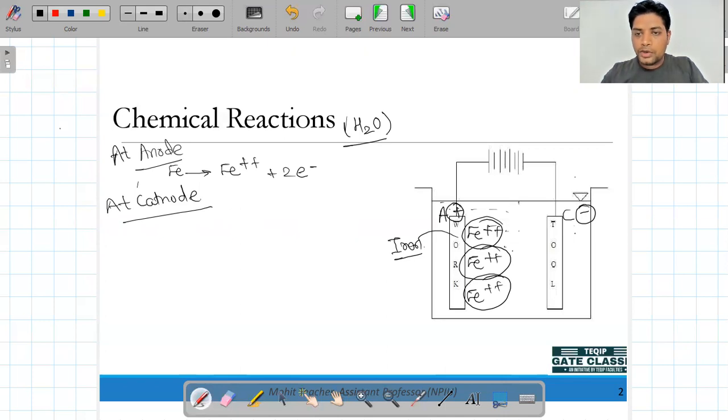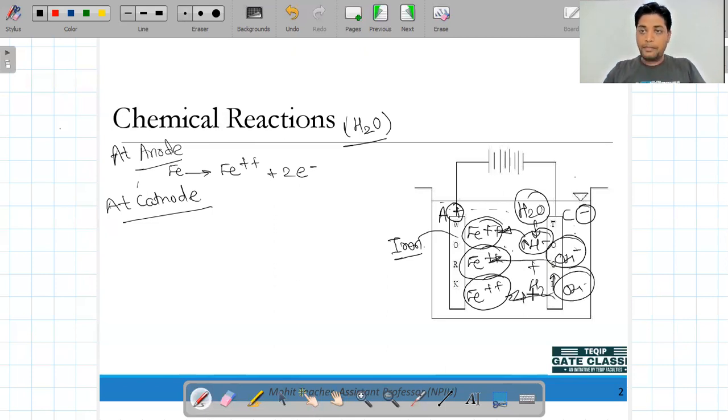The electrolyte is H2O, so that will release OH- ions and H2 gas. This OH- will react with the Fe++ ions. Now there will be a lot of OH- ions, so they will react with the Fe and make the sludge, that is Fe(OH) or Fe(OH)2. That will be like H2O.